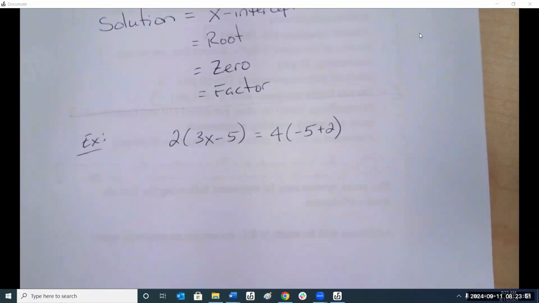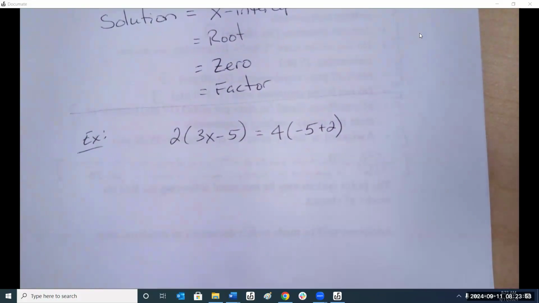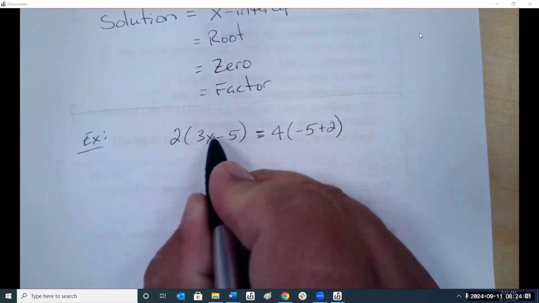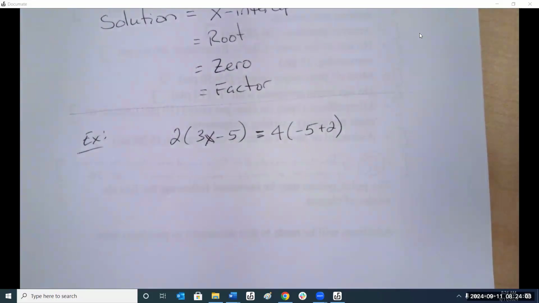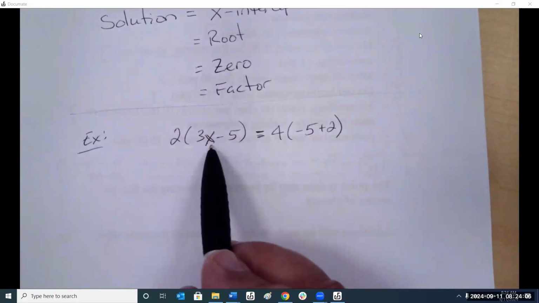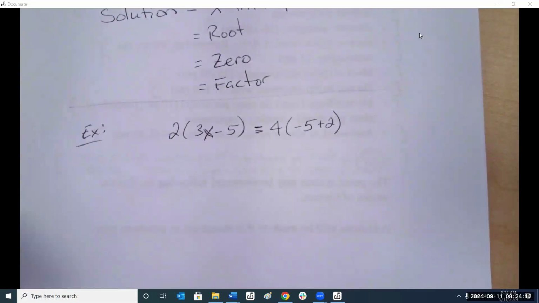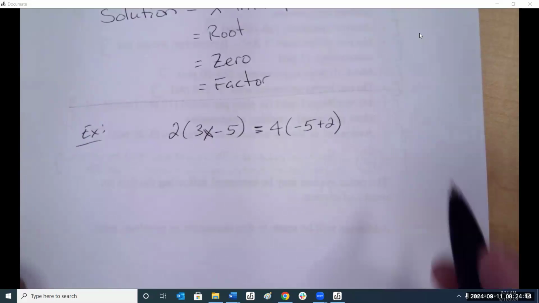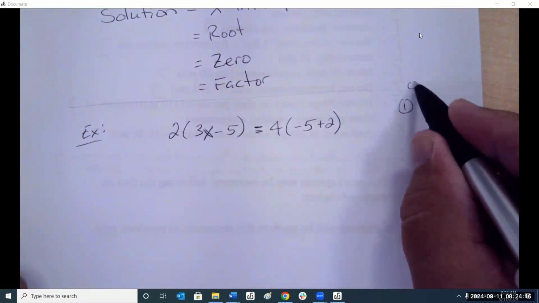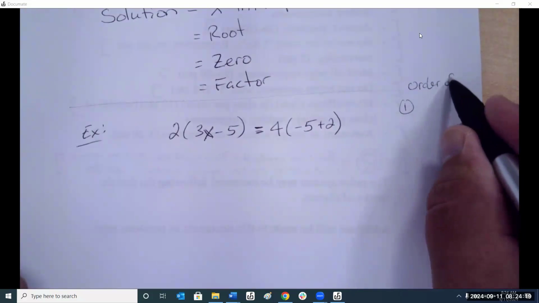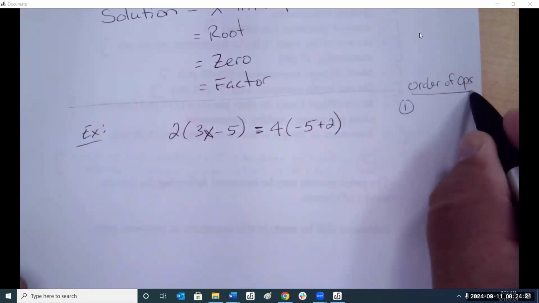Solve for x. I don't even have to tell you what to do. It tells you what to do automatically, because there's an equal sign. There's one variable. Automatically, it tells you solve for that x. It's implied. How do we do that? Order of operations. The order of ops.